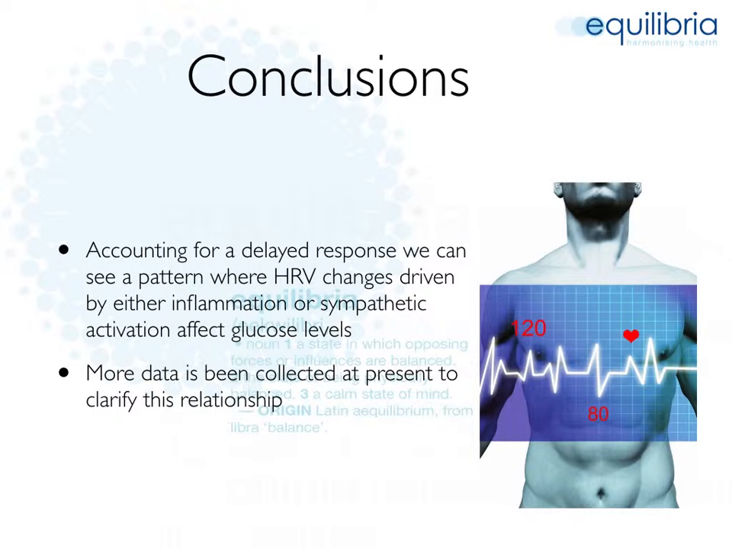Conclusion. Accounting for the delayed response that we have, we can see a pattern where HRV changes driven by either inflammation or sympathetic activation affect glucose level. There is a delay of between 30 and 60 minutes. What is interesting to notice is that when we are in a parasympathetic state, as you saw in the green part of the graph, the glucose is also more stable and lower.